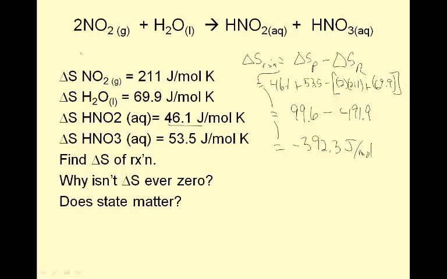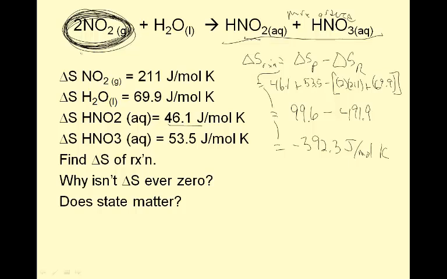Now, if this is negative, that means that it should be more ordered on the right-hand side. This would be more ordered. And the reason why that makes sense is because, look, I've got gases. Gases are a mess. They're huge disorder. Huge, huge, huge. Little disorder compared to that.